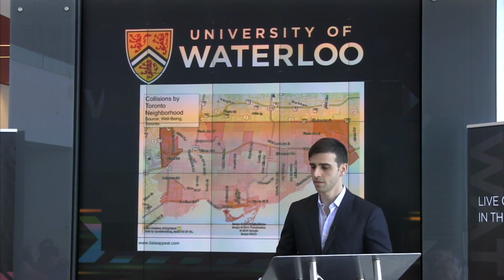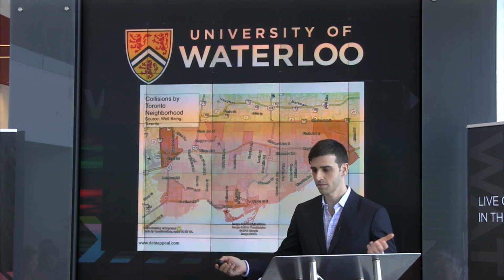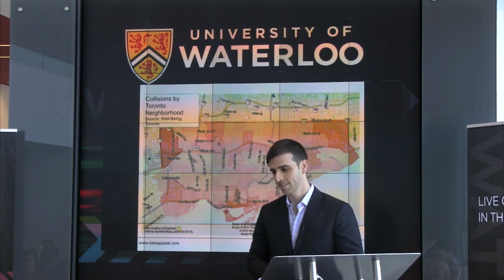And then just one more example from the city of Toronto. This is the number of accidents. And you can see for some reason, we have the worst drivers are on the two corners of the city.